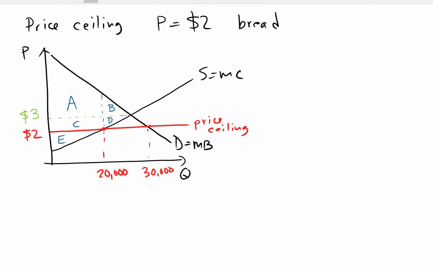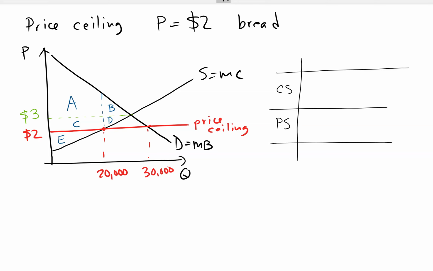Now we're going to go through the consumer surplus before and after this policy. I think I can just put it right here. So this is consumer surplus and producer surplus, and then we have economic surplus.